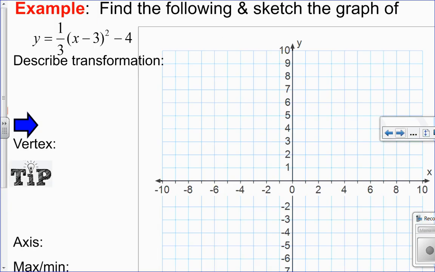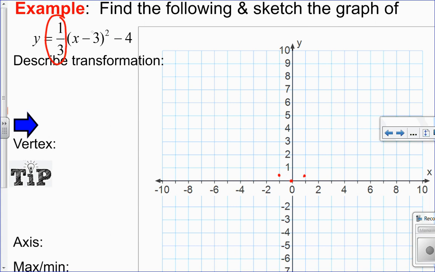So let's do an example where we're actually putting it all together. So let's describe the transformation. When you guys describe the transformation, I want you to use all the proper notation. So start with the ones on the outside. If I look at the one on the outside here, I have a 1/3. First thing I notice is it's positive, so I know it opens up. Second thing is I notice that it is 1/3. So it's going to be a vertical kind of stretch. So starting at 0, I know that it would go over 1 and up about 1/3. Over 1 and up about 1/3, like that.